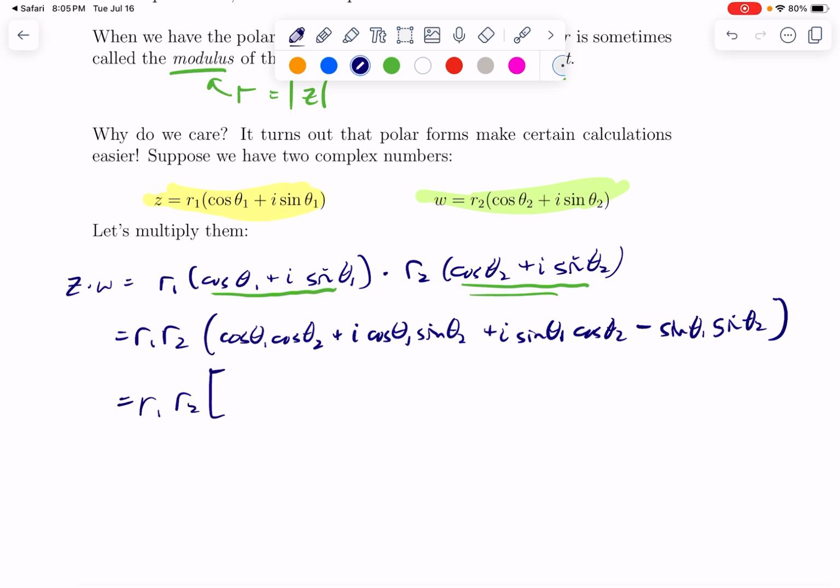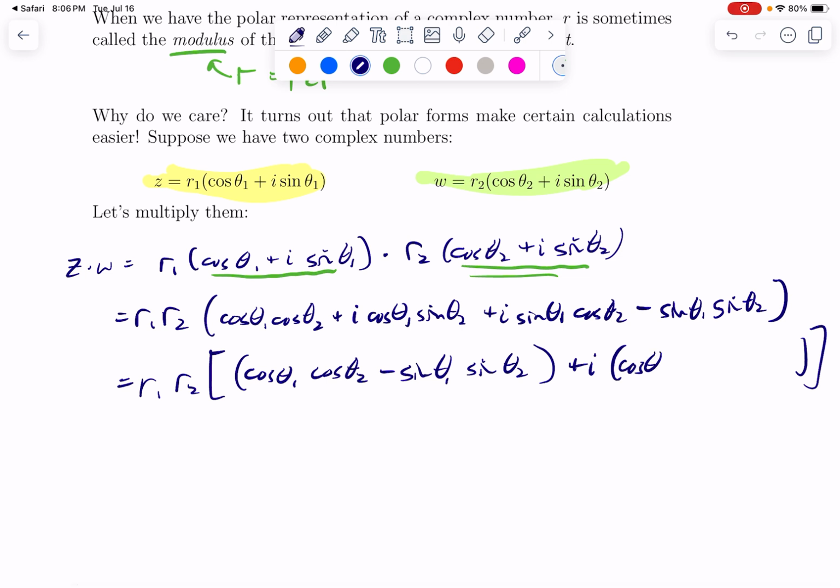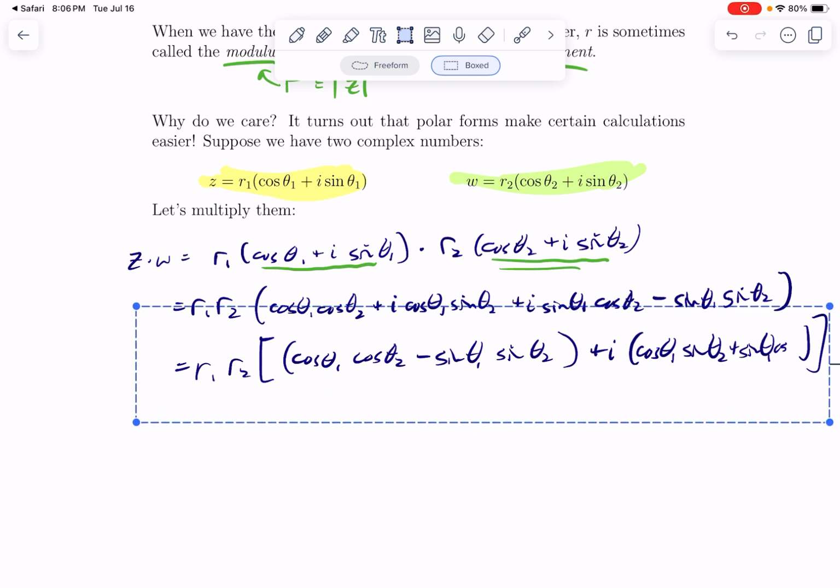So now let's group these based upon what's real and what's imaginary. My first and last terms don't have i in them. My two middle terms are imaginary: cosine theta 1 sine theta 2 plus sine theta 1 cosine theta 2. Let me make this clearer. Just to be clear, you do not need to worry about all of these little details.